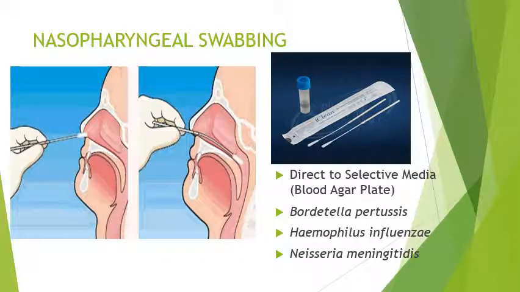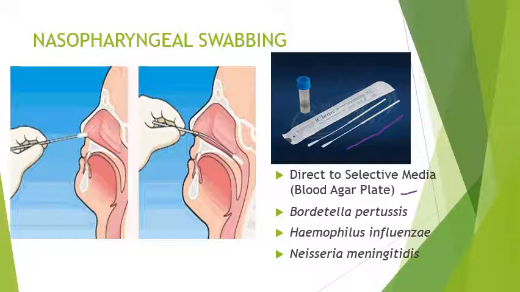First is the nasopharyngeal swabbing. For the nasopharyngeal swabbing, you're actually dealing with a swab which has a flexible handle. Okay, a swab with a flexible handle. So, like this one, it has a flexible type of swab. After you collect the nasopharyngeal swab, you do a direct plating on a selective media, which is your blood agar plate.